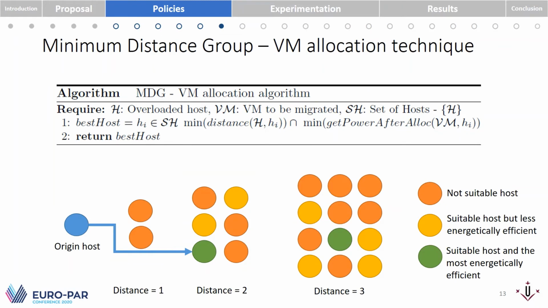Now, we know which VM must be migrated. The minimum distance group algorithm is in charge of deciding which is the destination host for each one. Hosts are clustered and ordered in ascending order by relative distance to the origin host. The host with the least energy increment after allocating the VM from the distance group is selected. If no host can allocate the VM, the next nearest group is tested. If no host in the data center can allocate the VM, the migration is not performed.